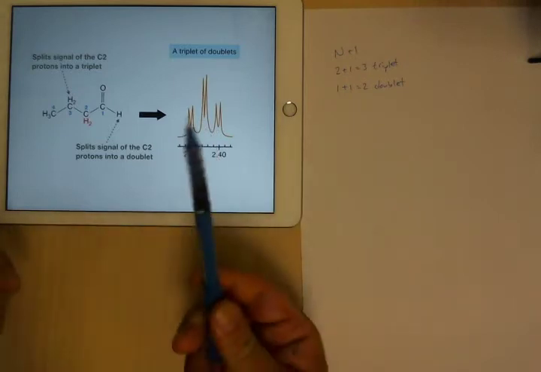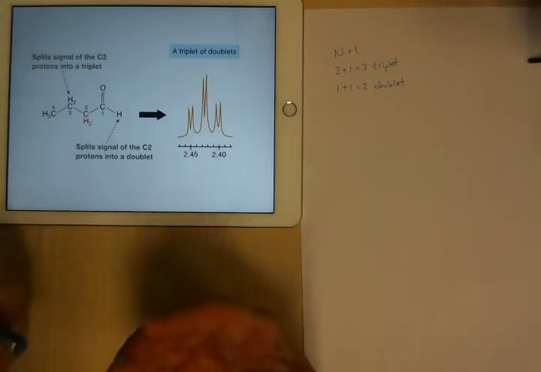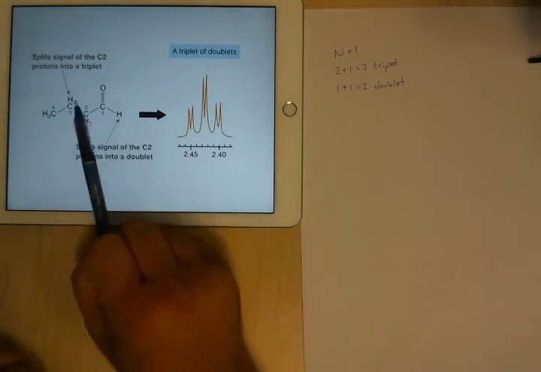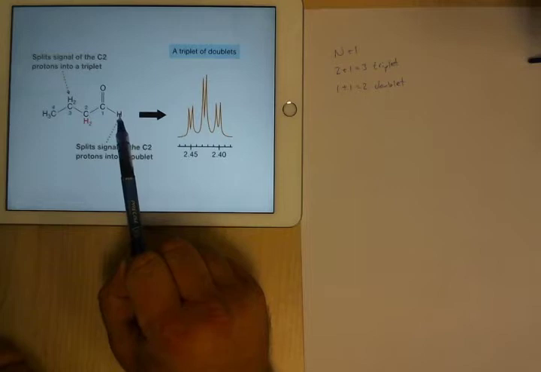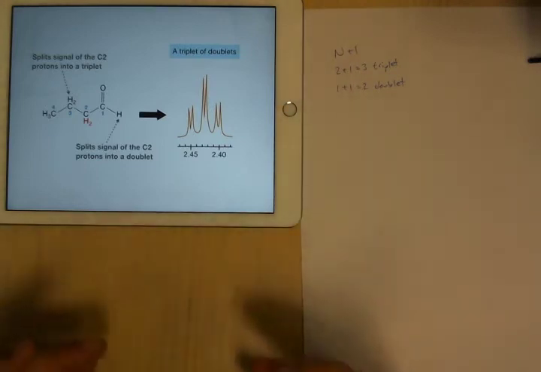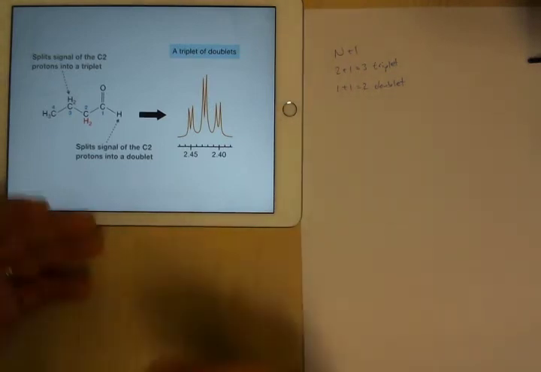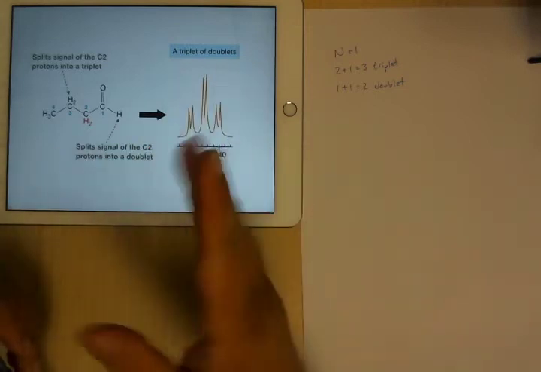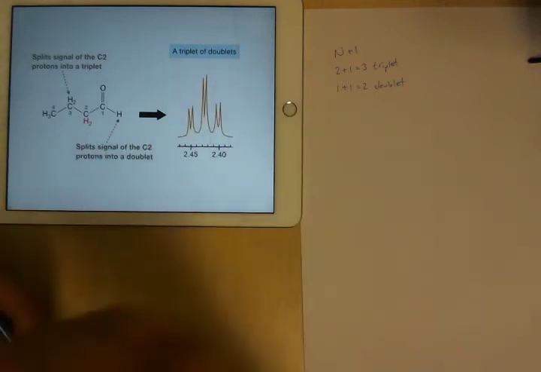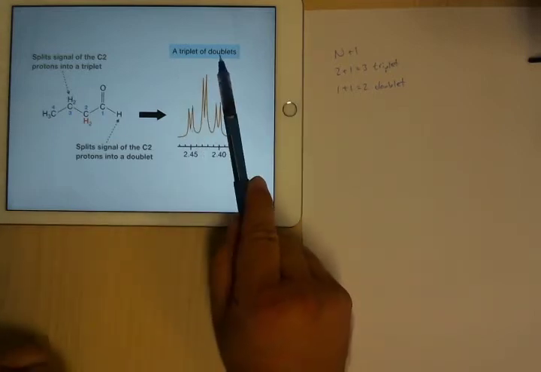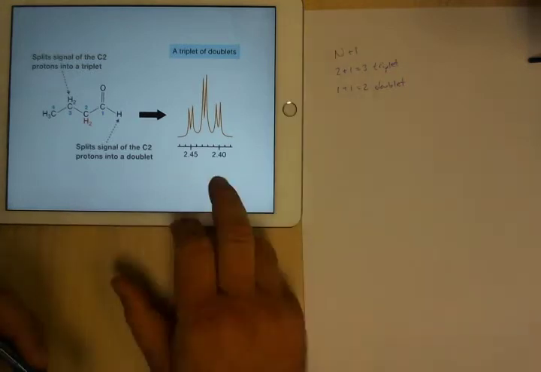It could equally be as valid to say it's a doublet of triplets. We're going to take this into a triplet, and then split that into two. So triplet of doublets, doublet of triplets. In practical terms, it doesn't matter, because you can always just flip the order. You're just saying on one side I've got two, the other side I've got one, splitting it. That's all it does.